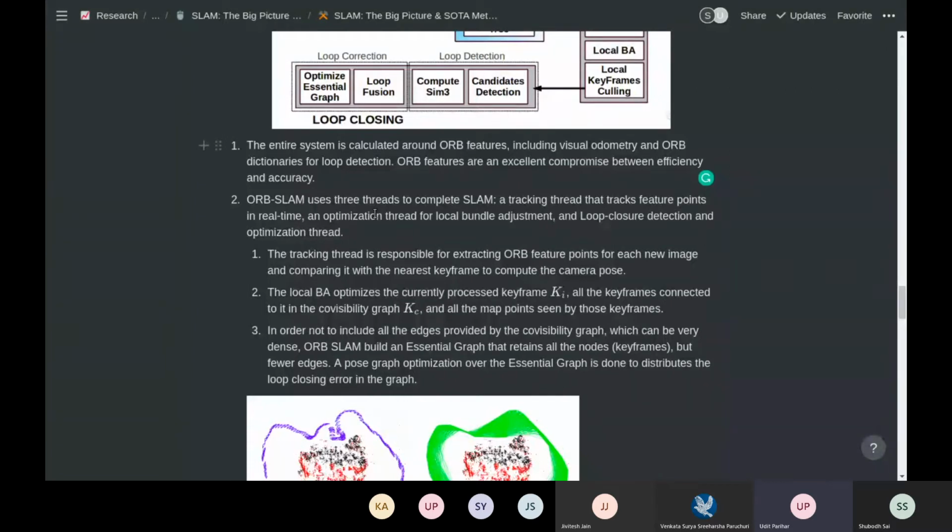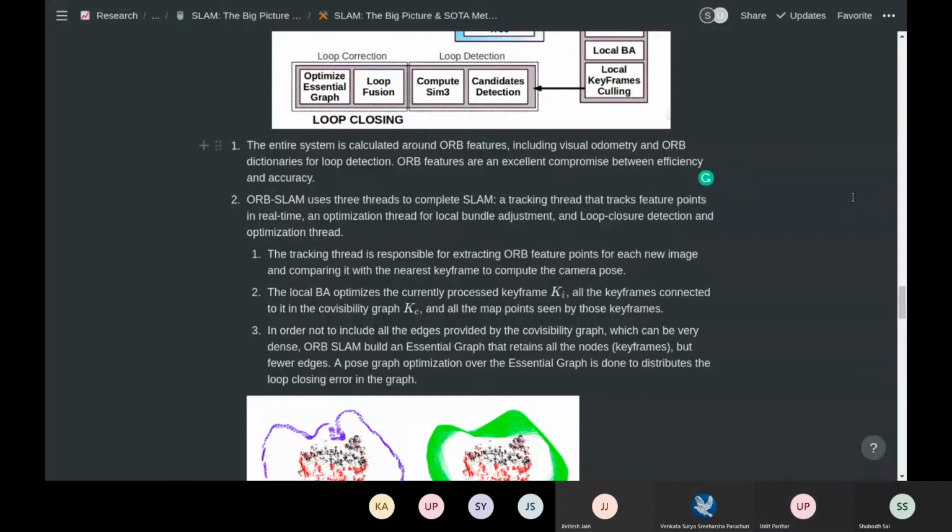There is one thing which ORB SLAM also exploits: you need to run the tracking thread at a very high frame rate, but you are fine if you run the loop closing thread at a smaller frame rate, because you don't do loop closure at every instance. Only when a new keyframe comes which is similar to a previous one do you do loop closing. There you can do SIFT matching.